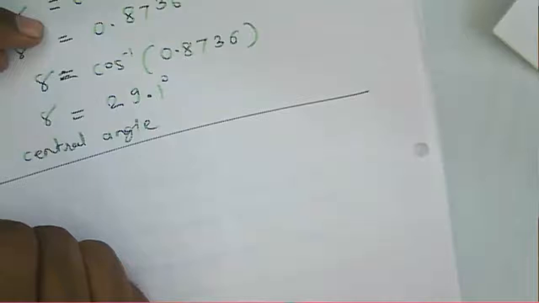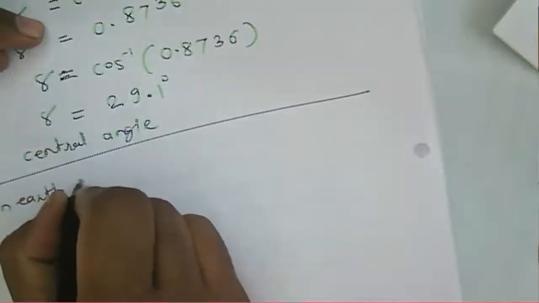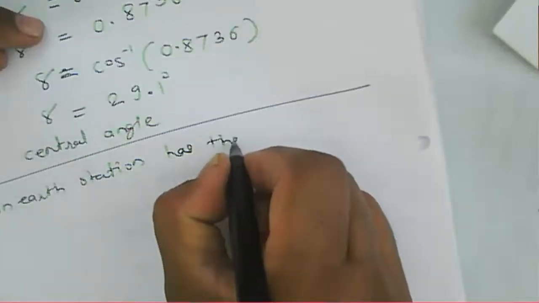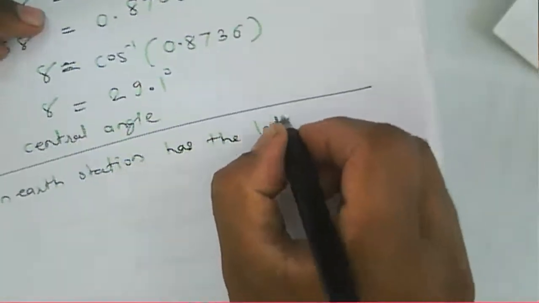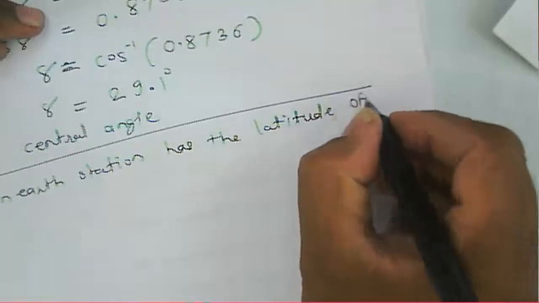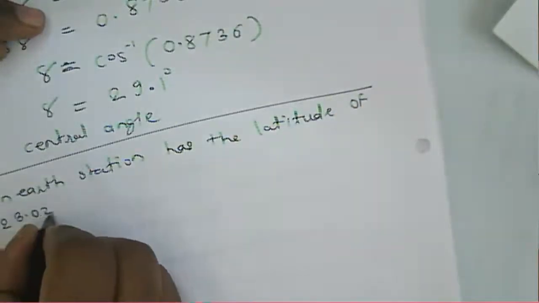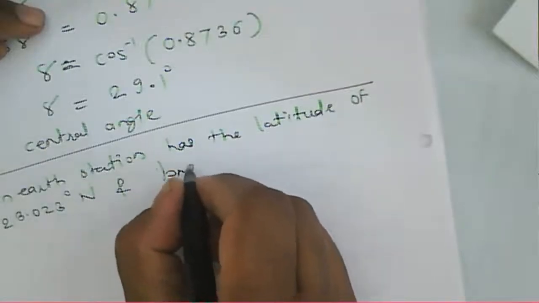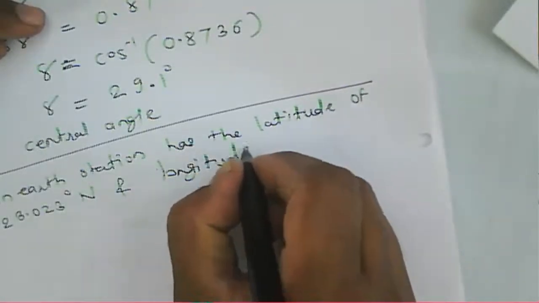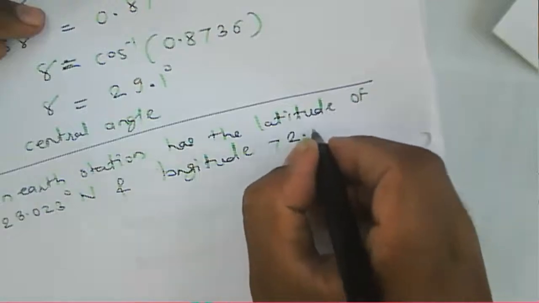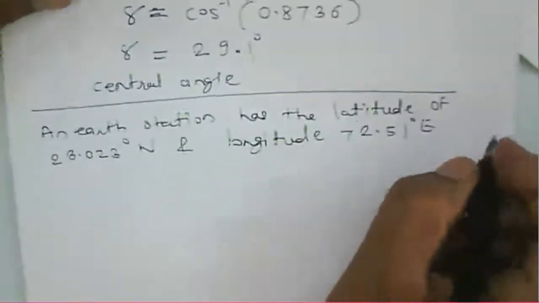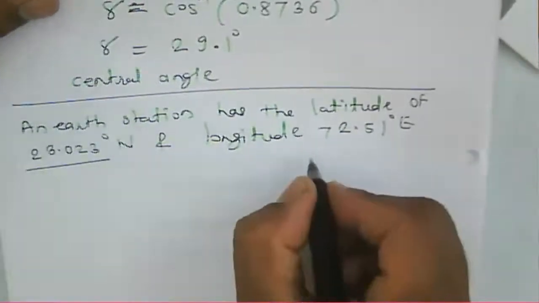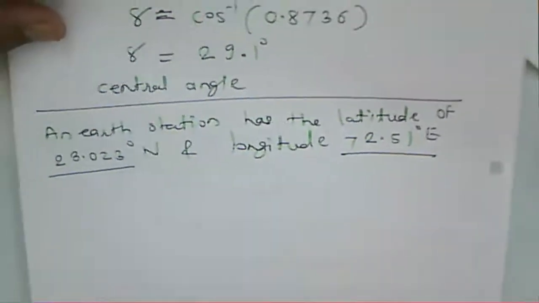Next one, an Earth station has the latitude of 23.023 degree north and a longitude of 72.51 degree east. You have an Earth station with a latitude of 23.0 and 72.51 east here.